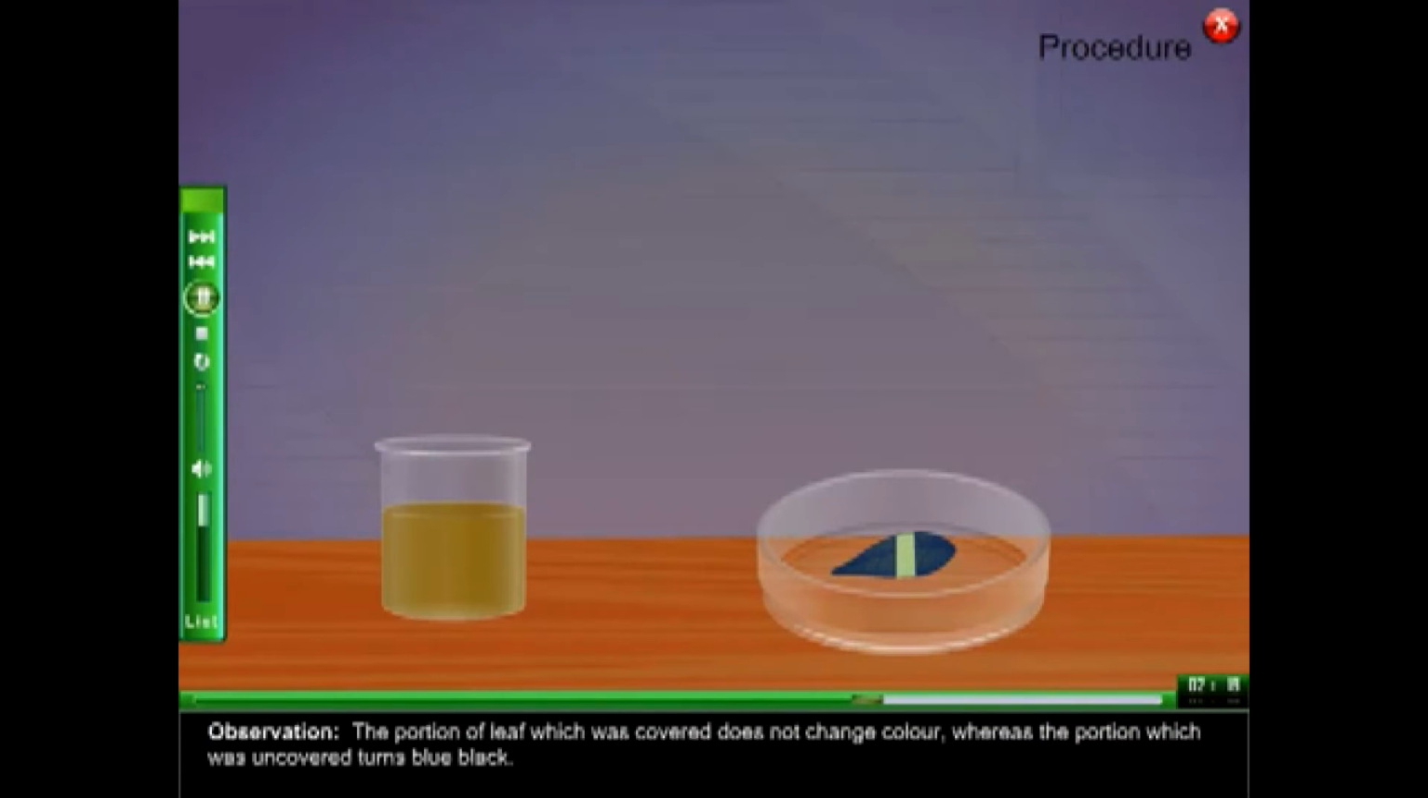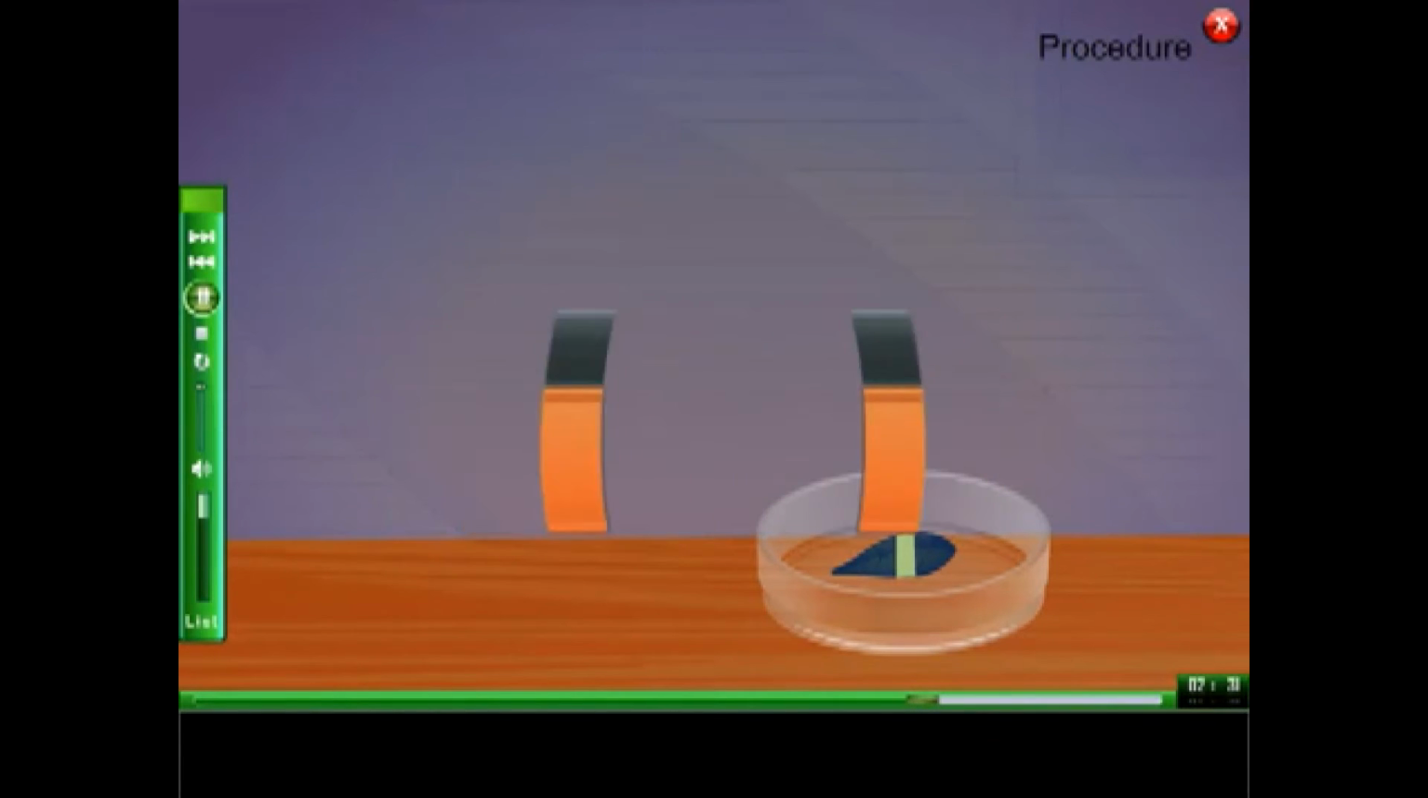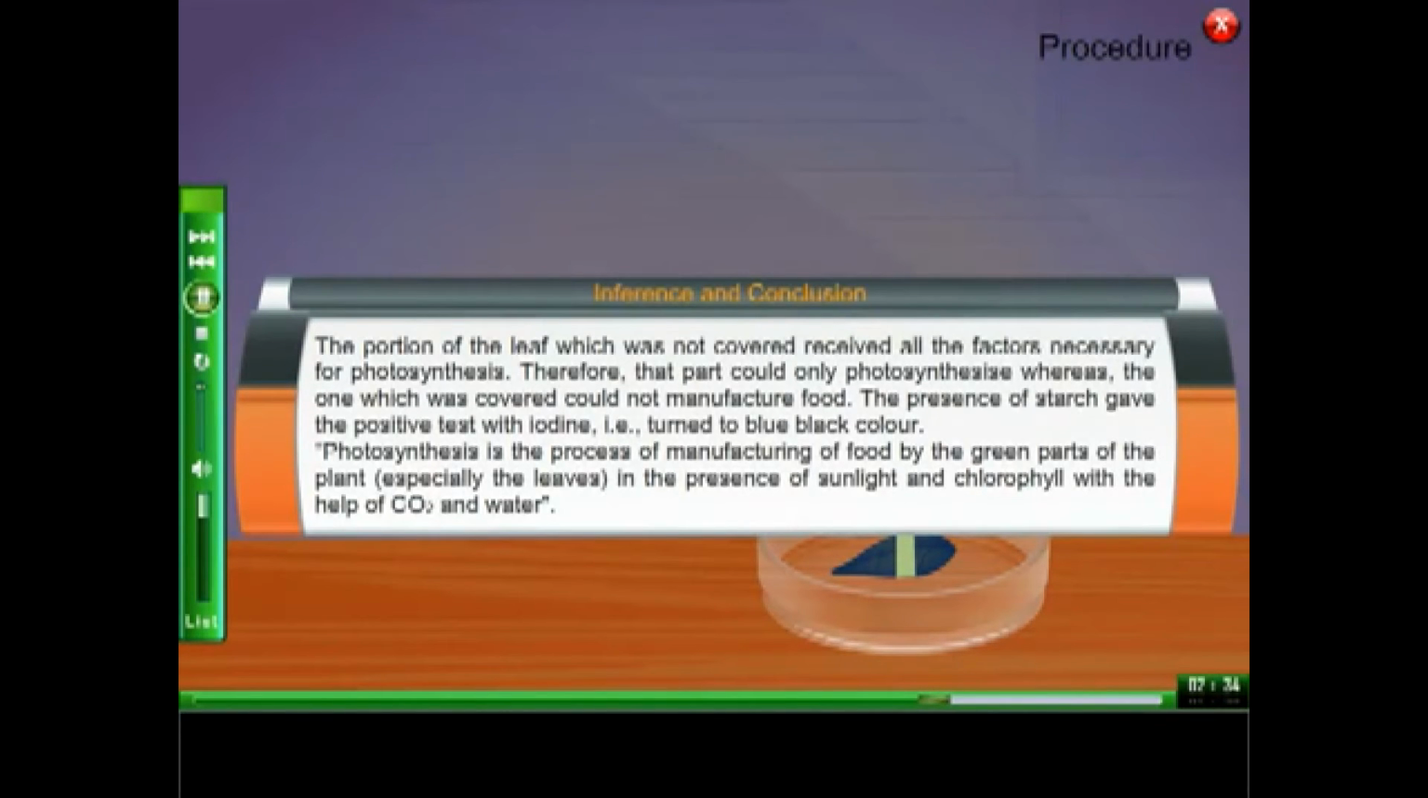You will observe the portion of the leaf which was covered does not change color, whereas the portion which was uncovered turns blue-black. Conclusion: the portion of the leaf which was not covered received all the factors necessary for photosynthesis. Therefore, that part could photosynthesize, whereas the one which was covered could not manufacture food. The presence of starch gave the positive test with iodine, that is, it turned blue-black.